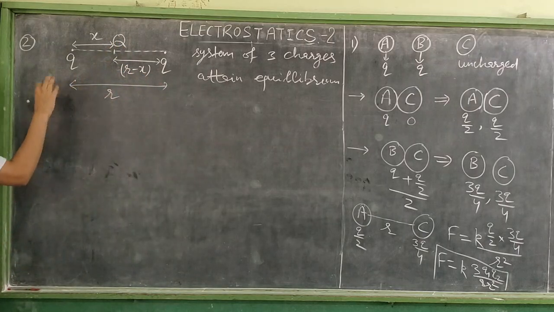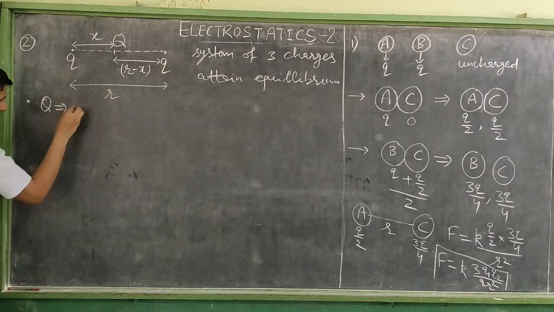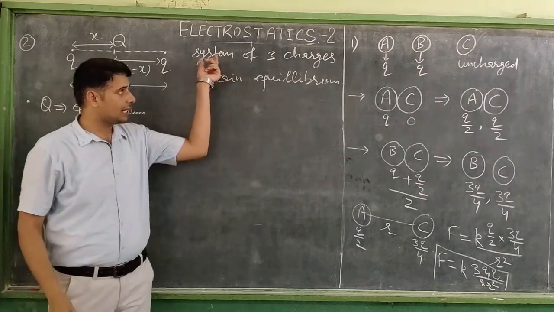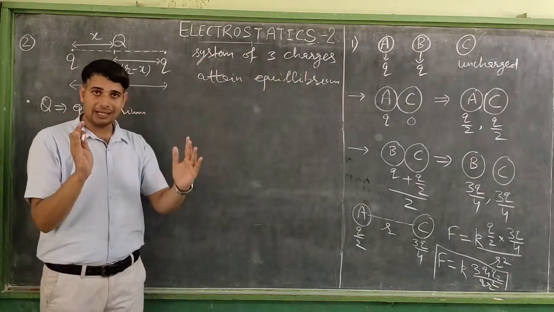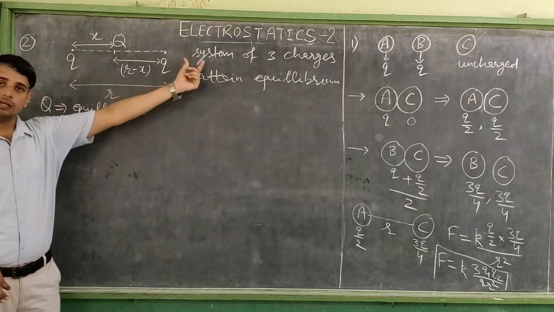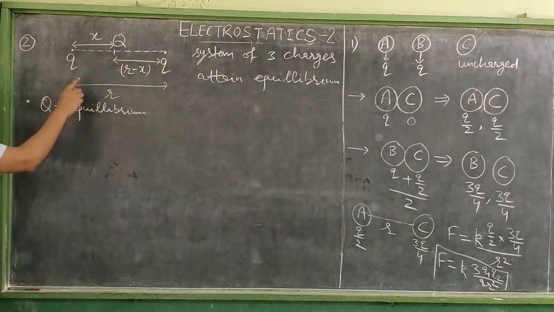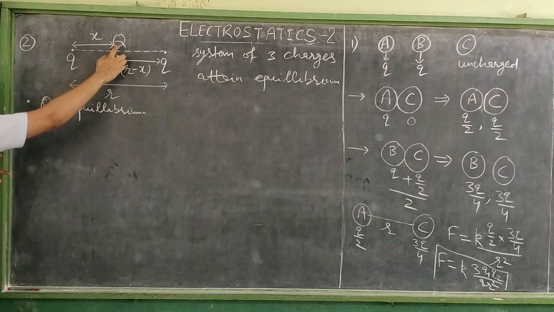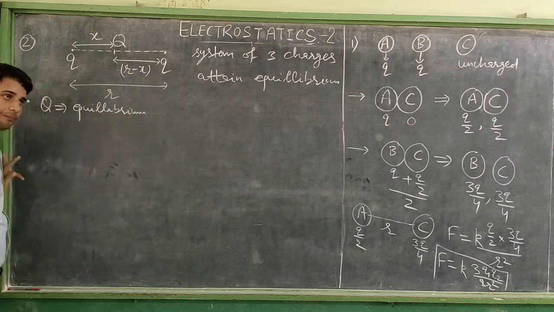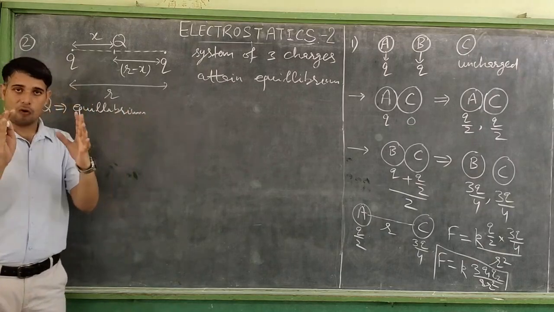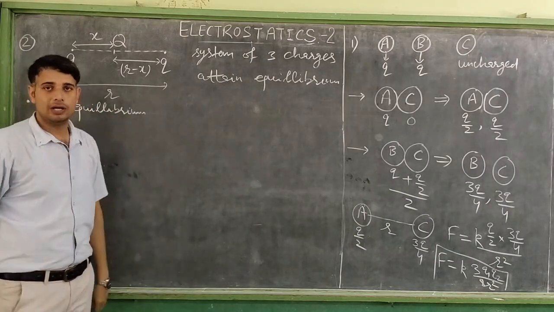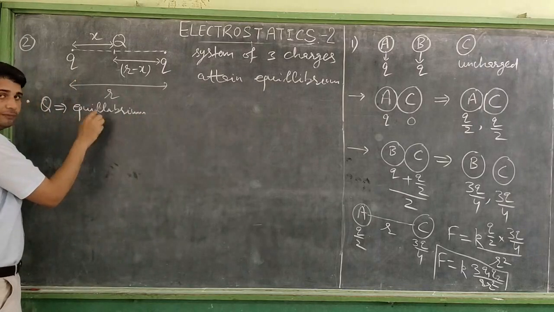So here I am using that capital Q is in equilibrium, because it is already mentioned that the system of 3 charges as a whole should be in equilibrium. It implies that individually each charge will be in equilibrium. So to calculate the position of this third charge capital Q, I am using the condition that capital Q is in equilibrium. Equilibrium simply means the net force should be equal and opposite; the forces must cancel each other out.